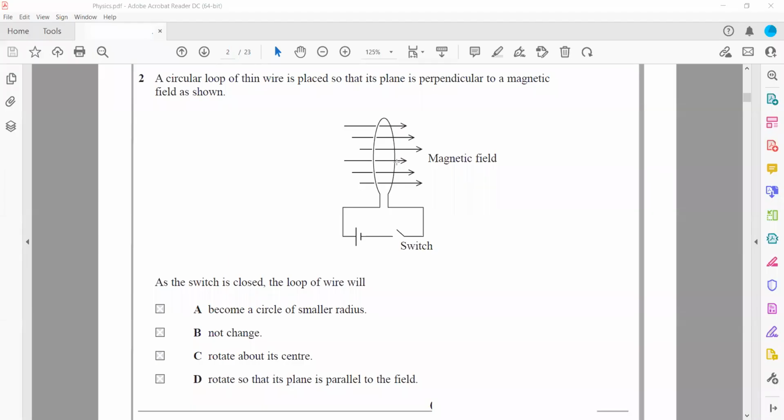So in this question, there's a circular loop shown. A circular loop of thin wire is there so that its plane is perpendicular to the magnetic field, so it is 90°. As the switch is closed, how do we identify what will happen to the loop of wire? If we know the direction of the conventional current, which is from positive to negative, the direction of conventional current will be like this through the loop as the switch is closed. So what you will do is apply Fleming's left hand rule. When you apply Fleming's left hand rule, your first finger should point towards the magnetic field.